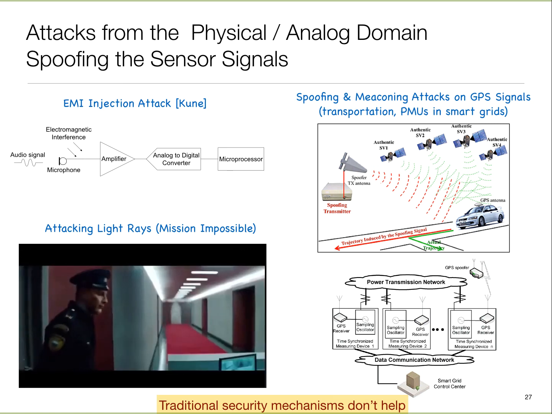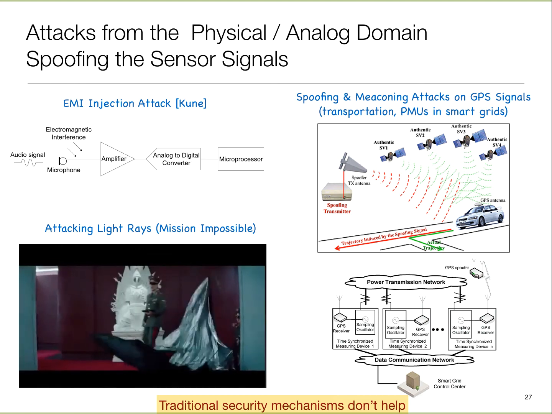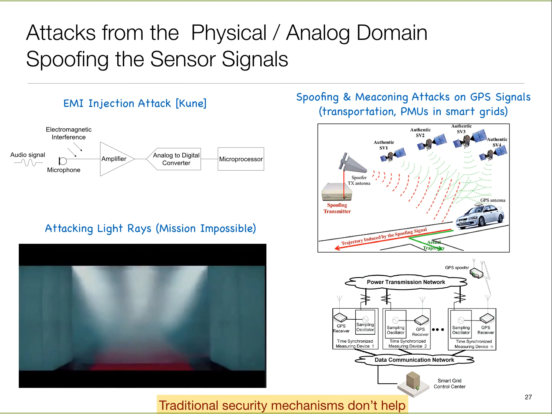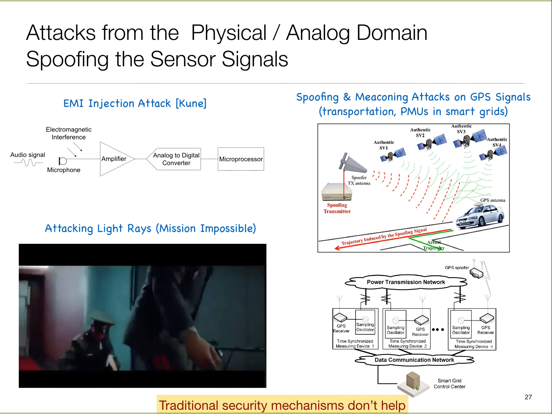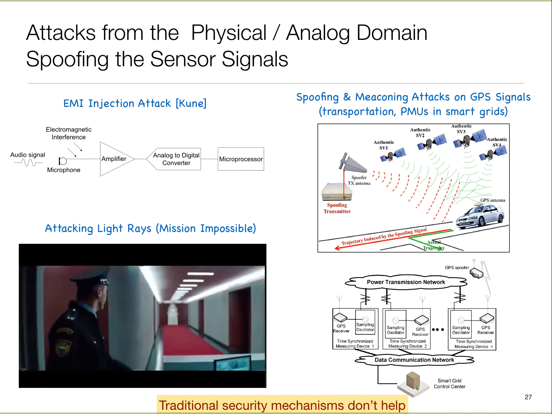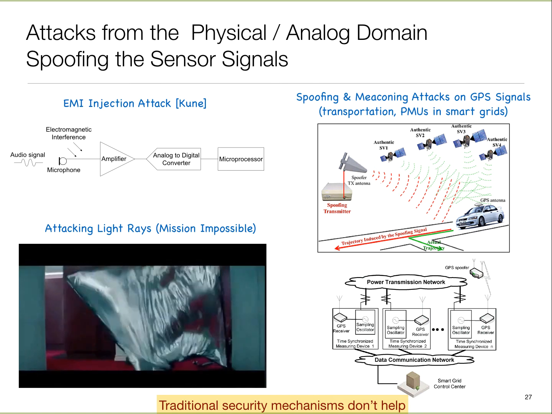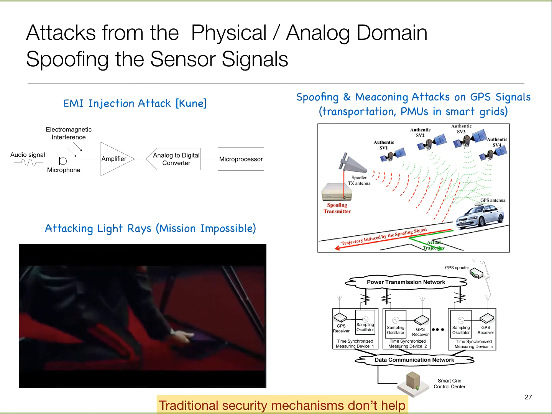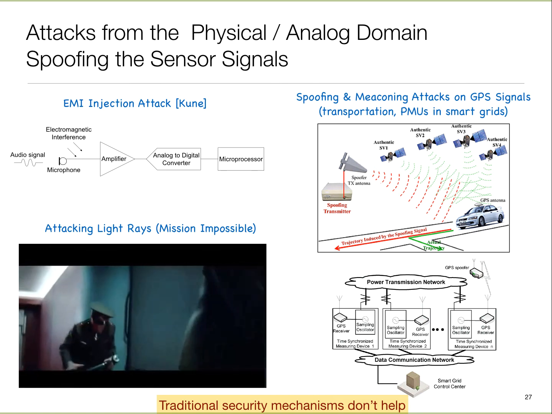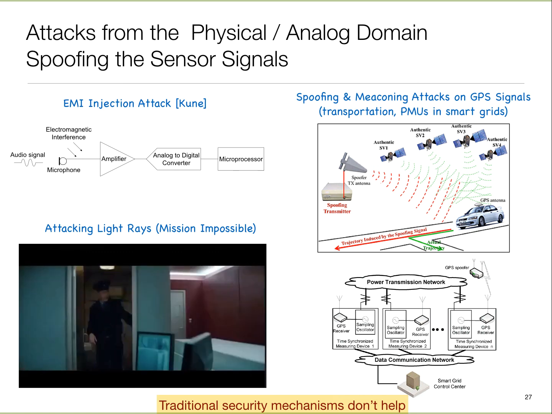But if someone in that vicinity is able to spoof a GPS signal, it will cause the PMU to think that the time is different, and therefore the phase measurement is different, and therefore the grid control will get affected and you can crash the grid. In particular, at critical times, like when there is a terrorist incident happening, you can also crash these other infrastructures. So PMU is an example of that.